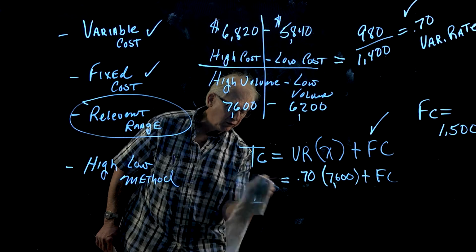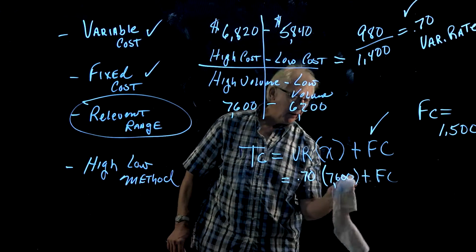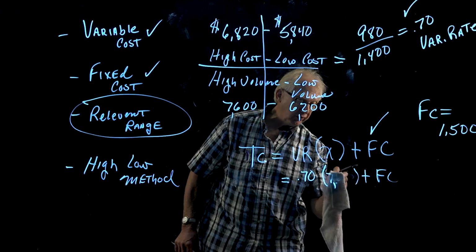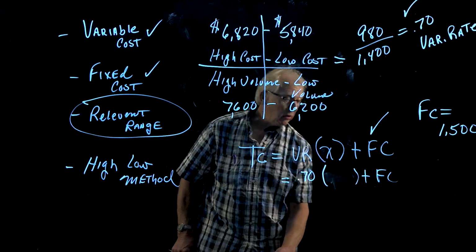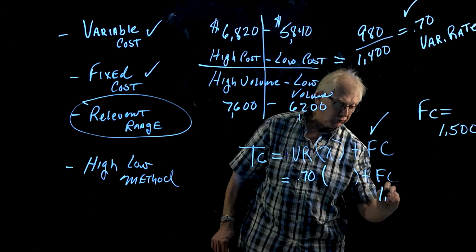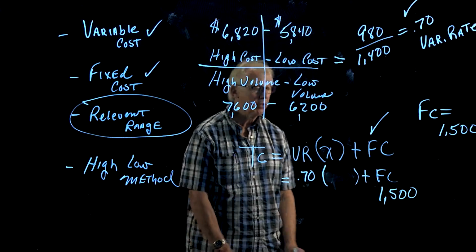Let's erase this. Let's keep the variable cost in there, and let's get rid of the 7,600. Okay, and now that we know the fixed cost, we can substitute the fixed cost in wherever FC is.